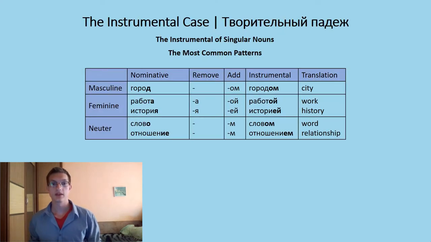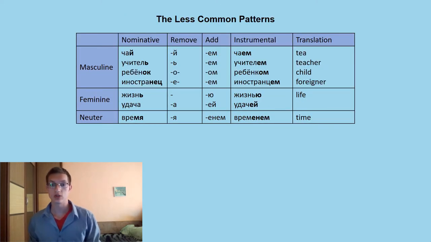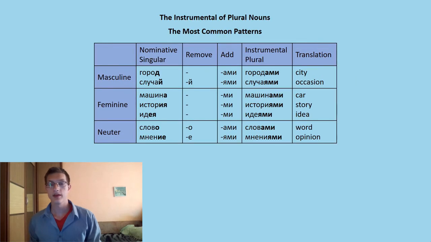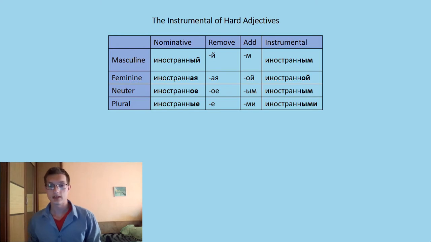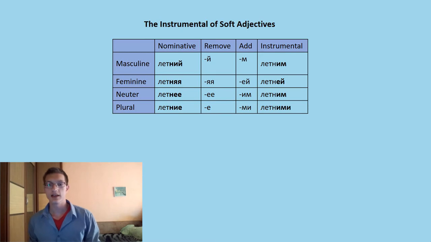Творительный падеж. The instrumental case. Городом, работой, историей, словом, отношением. Чаем, учителем, ребенком, иностранцем, жизнью, удачей, временем. Городами, случаями, машинами, историями, идеями, словами, мнениями. Иностранным, иностранной, иностранным, иностранными. Летним, летней, летним, летними.